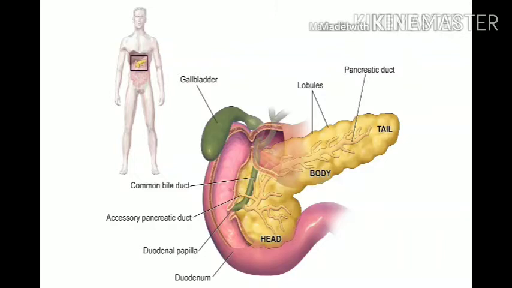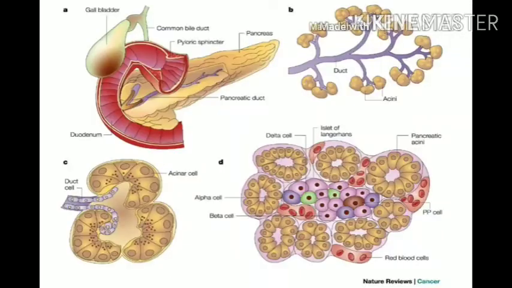Pancreas has no distinct connective tissue covering, but it is covered by a thin layer of loose tissue. This tissue enters into the gland and divides it into a number of lobules. Each lobule consists of acini and islets of cells which are present in the form of islands. So these are called islets of Langerhans.